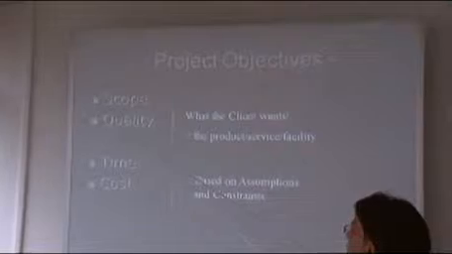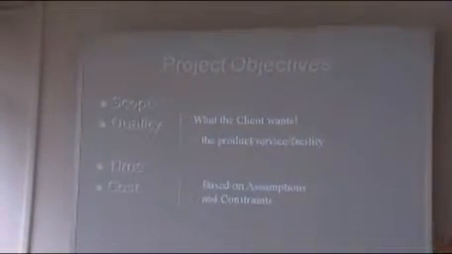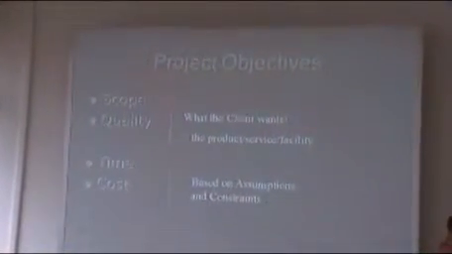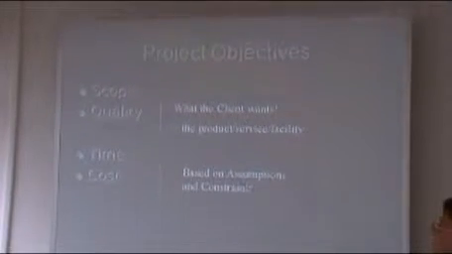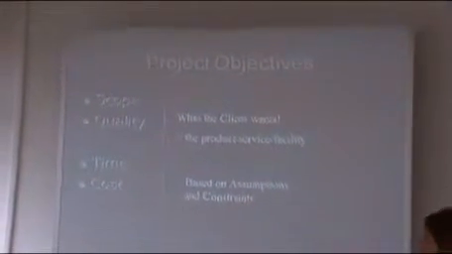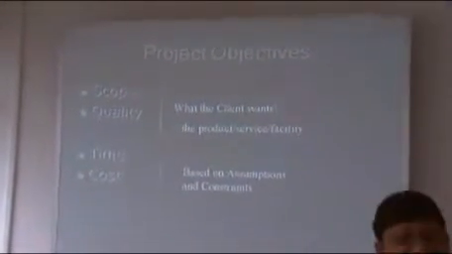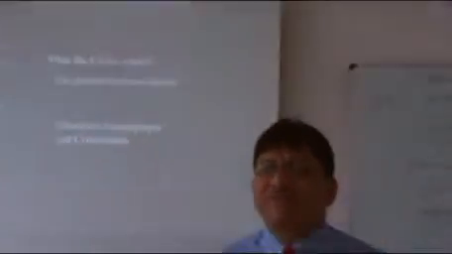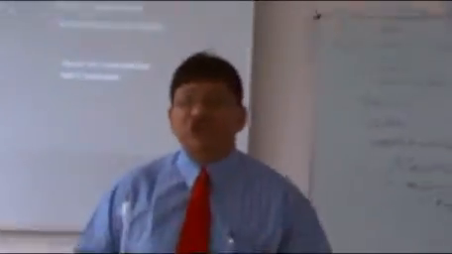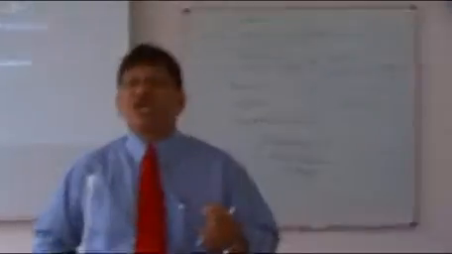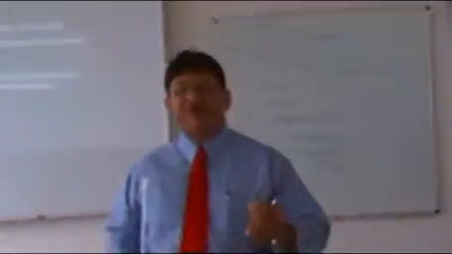So the other pillars are time and cost. Time and cost, as you can see there, are based on assumptions and constraints. Now what is a constraint? A constraint is something that prevents you from achieving your objective. That is a constraint.